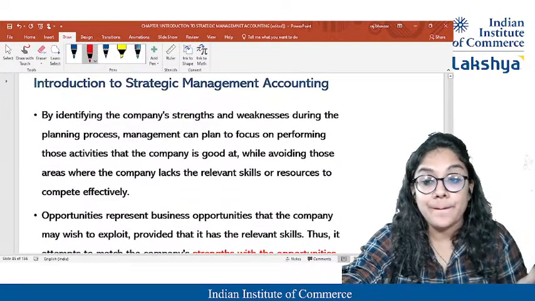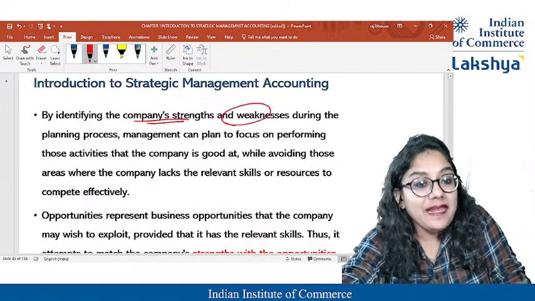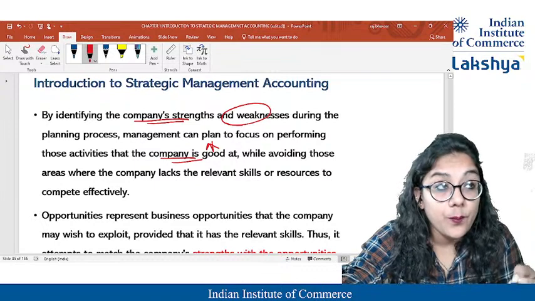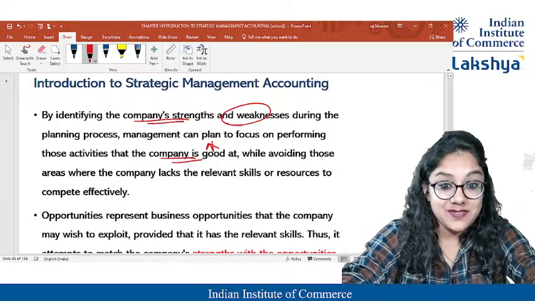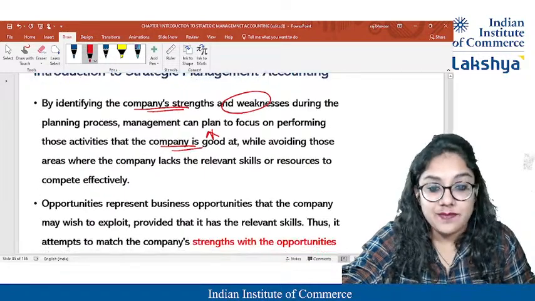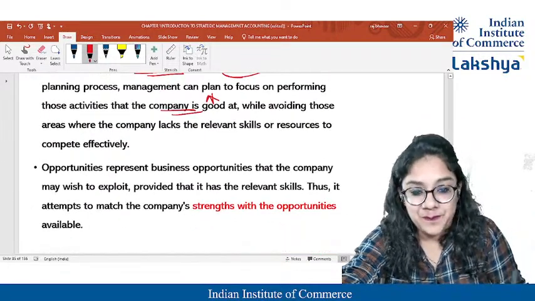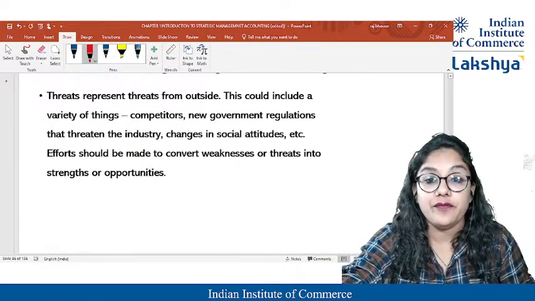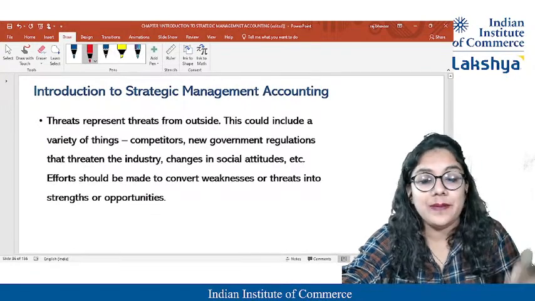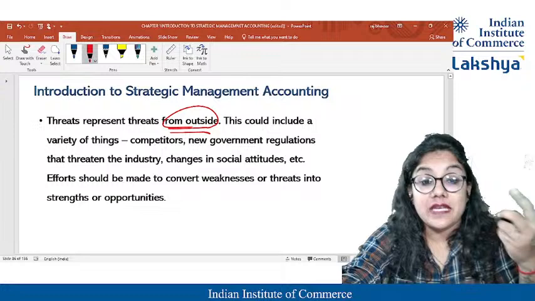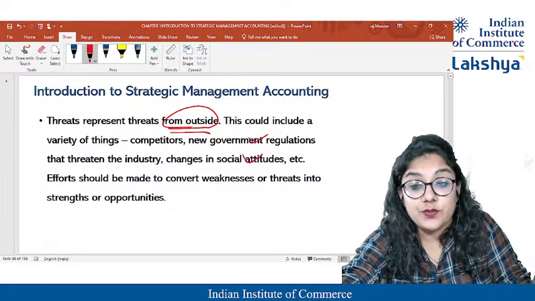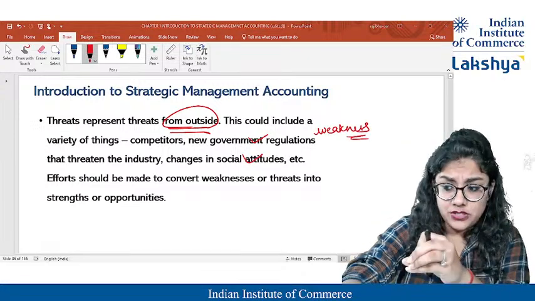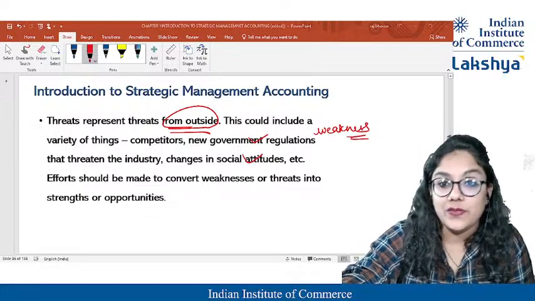So how can we go ahead? By identifying the company's strengths and weaknesses, the management can focus on where to go, where the company is good. What are the things which I should avoid because I don't have the strength there? About the opportunities, what are the opportunities the company gets, and what are the things the company should go ahead with? Along with that, the company gets to know about threats. A threat represents something which is outside the company, for example, new government policies or changes in attitude. Maybe it is showing my weaknesses, and if I am weak in that position and that thing happens, that is my threat.